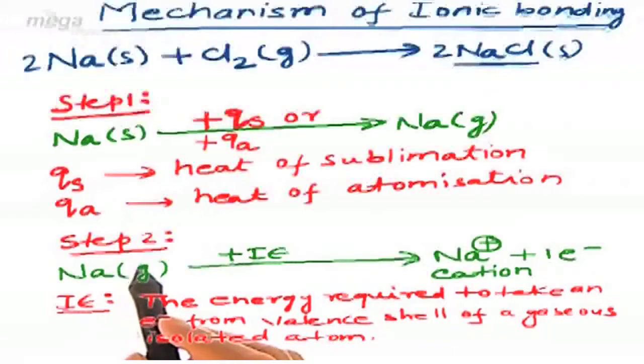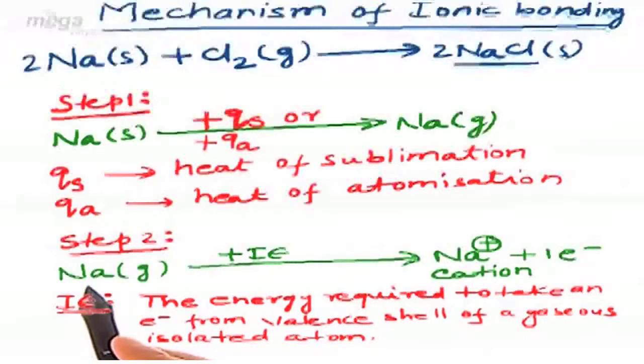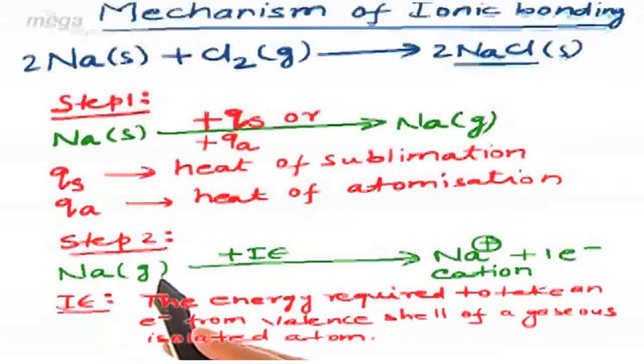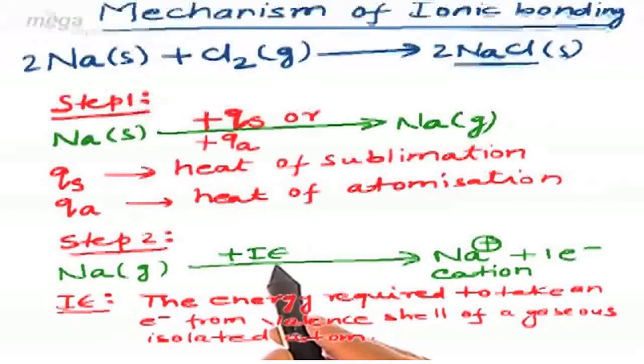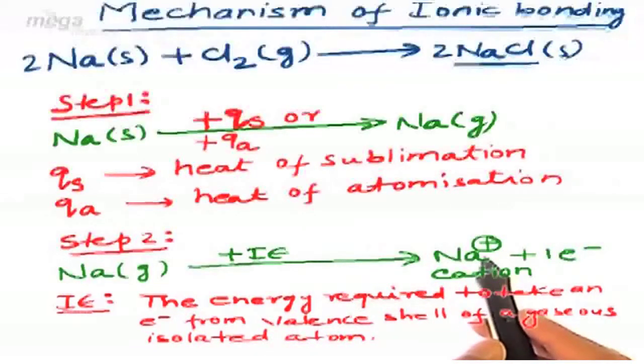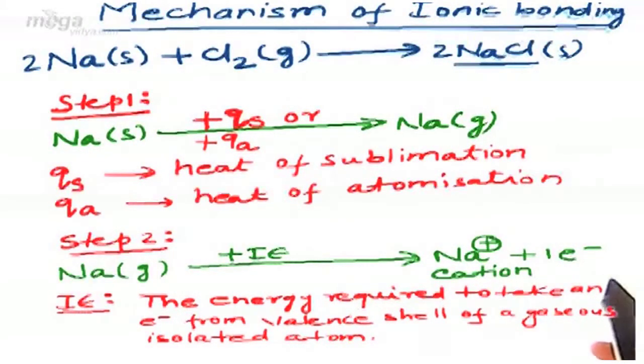So here also in step 2 we are observing that sodium is in the atomic state, isolated form, in the gaseous state. On the provision of energy, that is ionization energy, it will undergo the loss of one electron from its valence shell, and in case of sodium it has got only one electron in its valence shell, so it will convert into sodium cation and one electron will be liberated out.